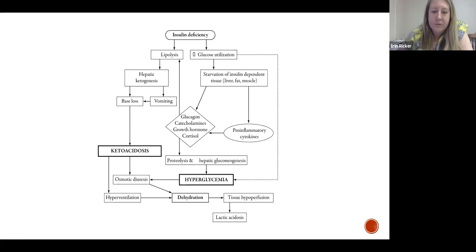If we remember that formula for your serum osms, it's 2 times your sodium plus your BUN plus your glucose. And so those are going to lead to a high osmotic load, which your kidneys then try to help by making you pee more, which leads to dehydration. You also become further dehydrated with hyperventilation as your body's trying to correct your acidosis levels. This dehydration will lead to tissue hypoperfusion and eventually lactic acidosis, which creates further acid.